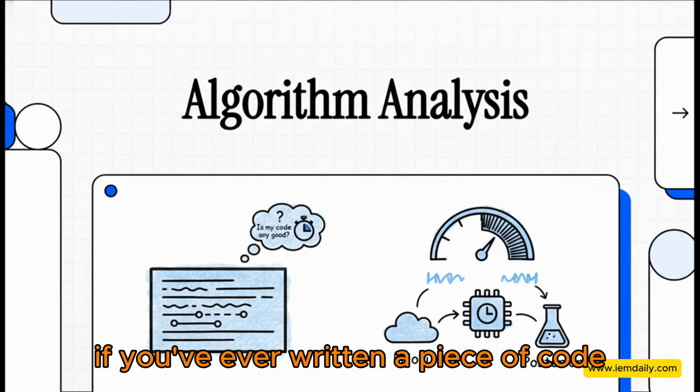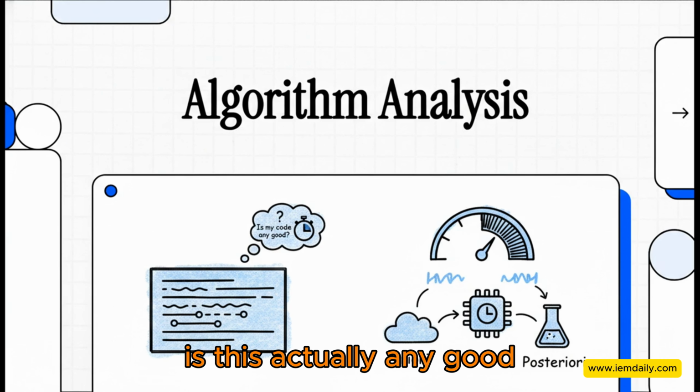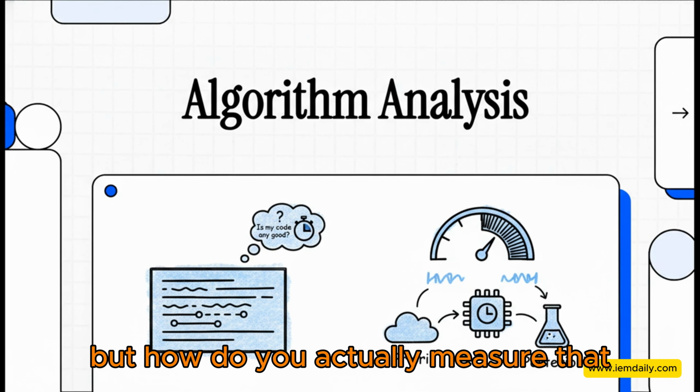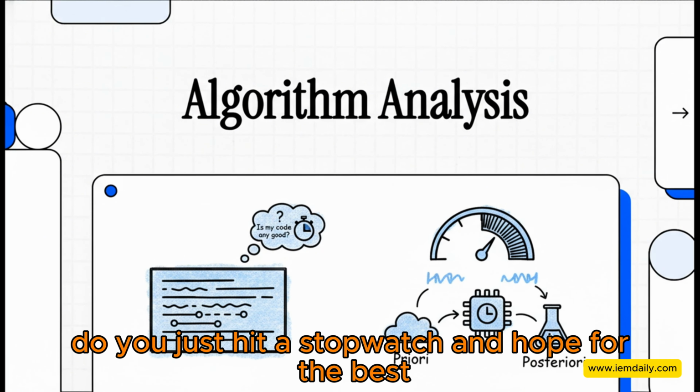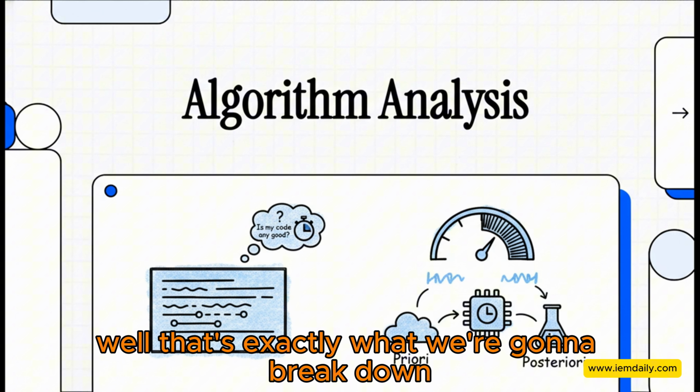If you've ever written a piece of code, you know that nagging question that follows: is this actually any good? And when we say good, we usually mean efficient. But how do you actually measure that? Do you just hit a stopwatch and hope for the best? Or is there a more scientific way to prove your approach is the right one? Well, that's exactly what we're going to break down.